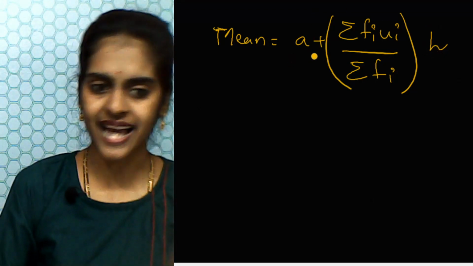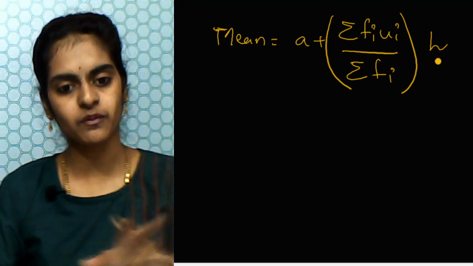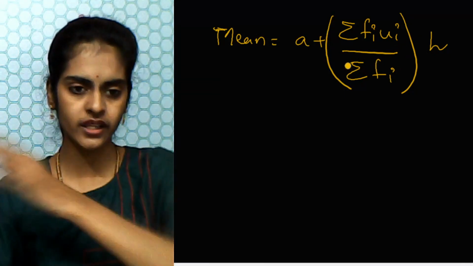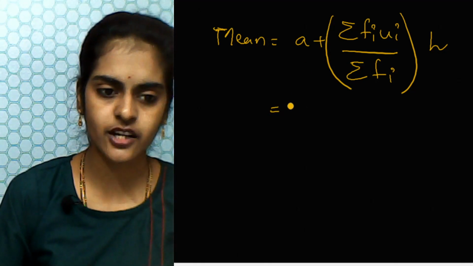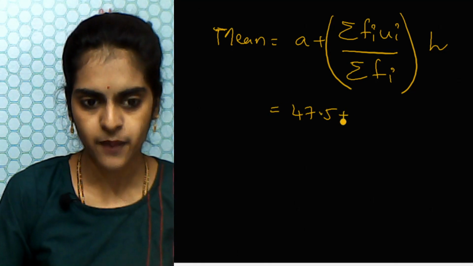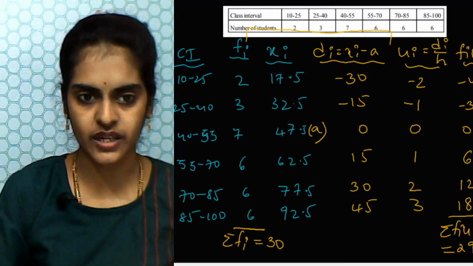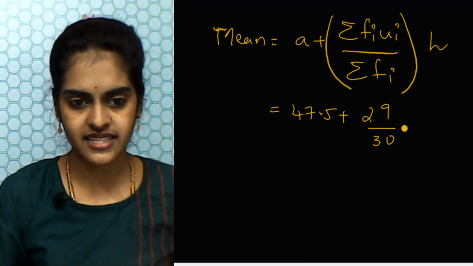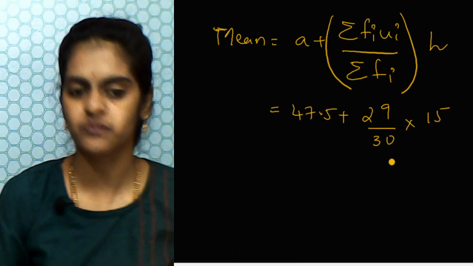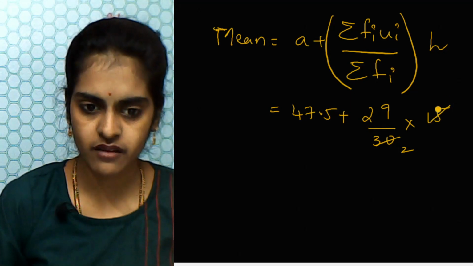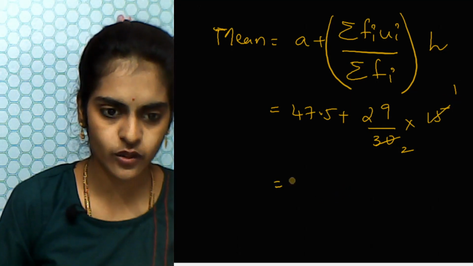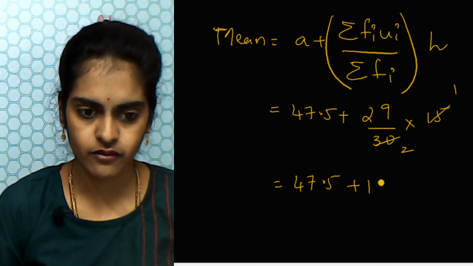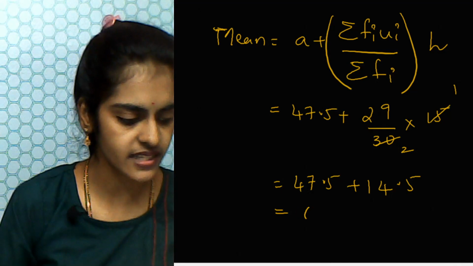So you will add the assumed mean and then you will multiply here with h. So this is how you remember. Depending on the steps you are doing, the formula is changing. So here the assumed mean is 47.5 again, plus sigma fiui, which you got as 29, divided by sigma fi, which is 30, multiplied by h, which is 15. So 2s are 15, 1s are 14.5, and you get 47.5 plus 14.5, which is nothing but 62.